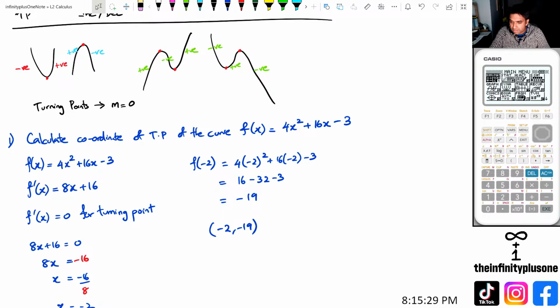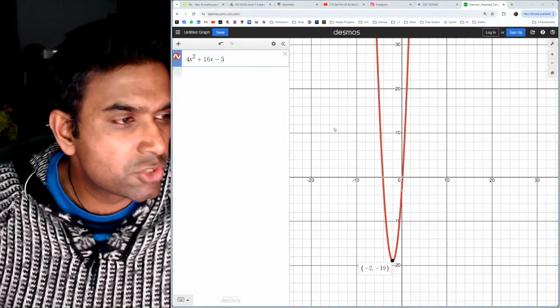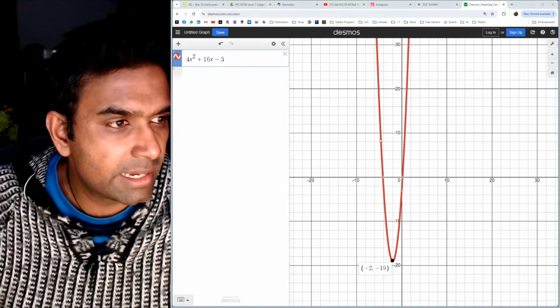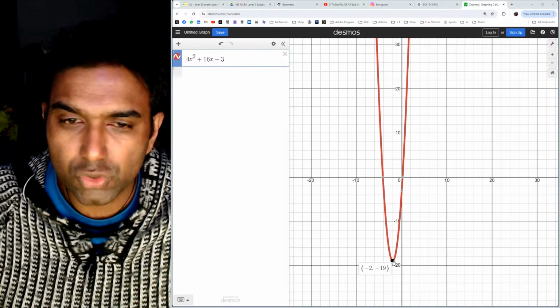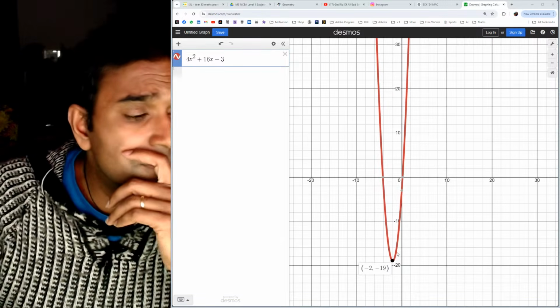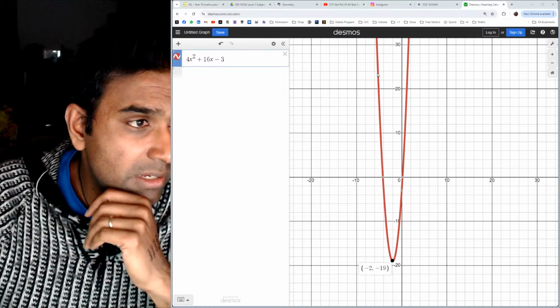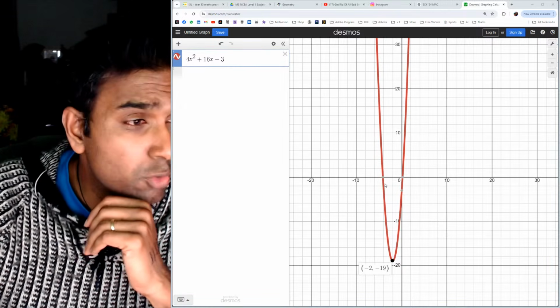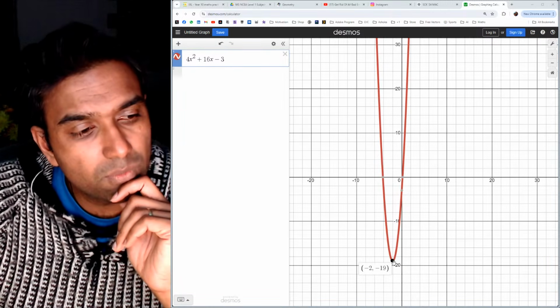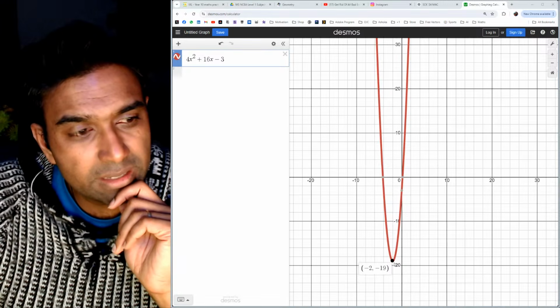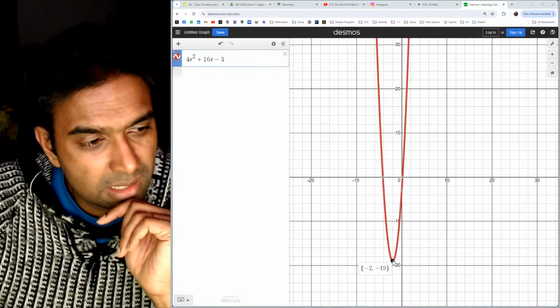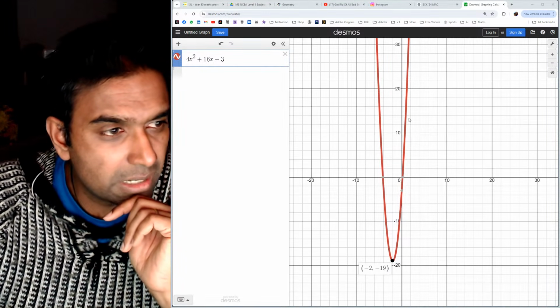Now what I've done is, let me just check this is going to work or not. Alright, here we go. I actually drew this graph in Desmos, and as you can see, at negative 2, negative 19, we've actually got a turning point, because all along here, the slope is negative, and then when it comes to this turning point right here, it becomes 0, so it's like a flat line, and then after negative 2, it becomes positive.